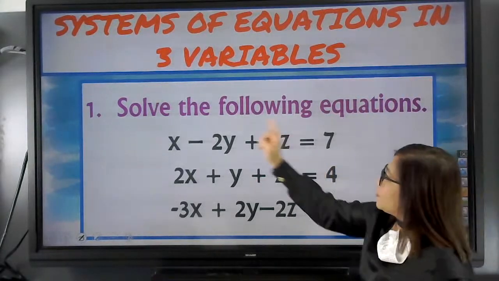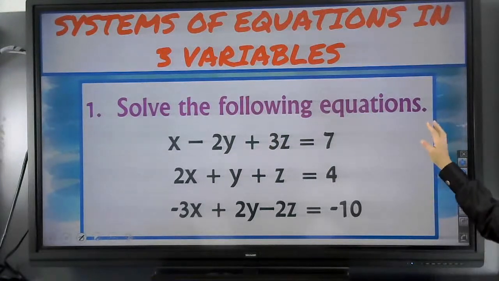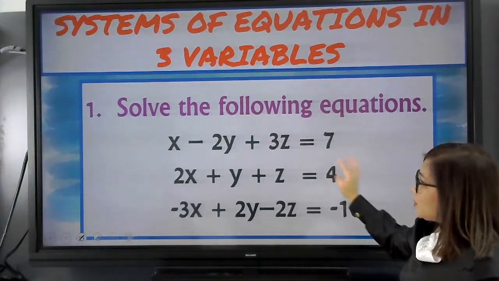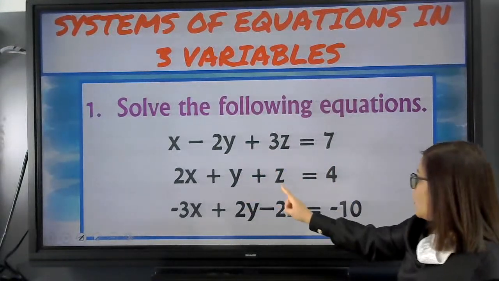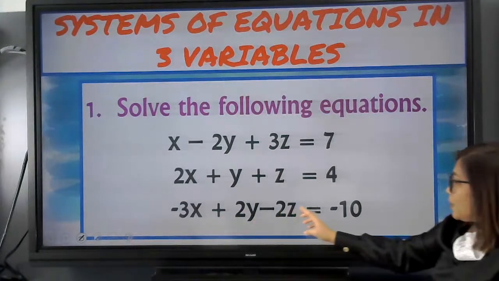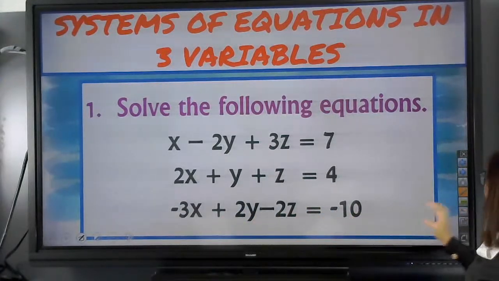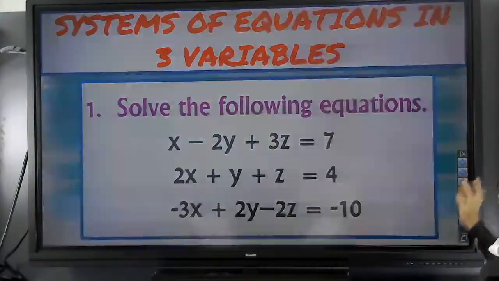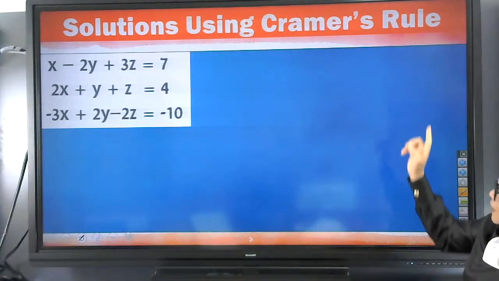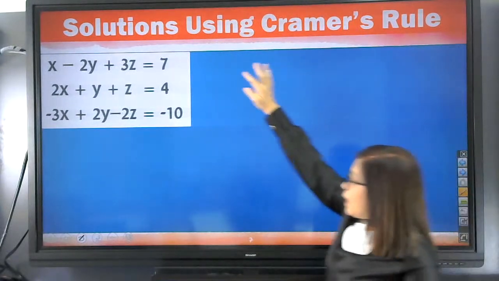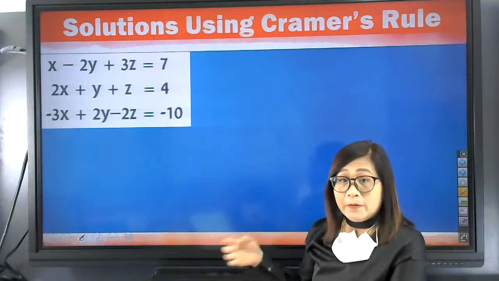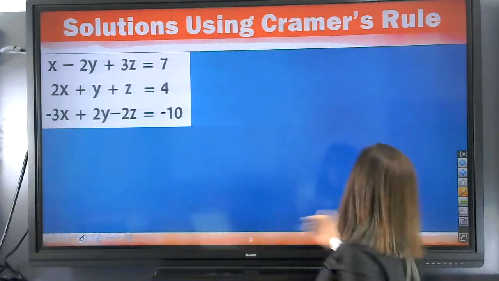For example, number 1, solve the following equations. x minus 2y plus 3z is equal to 7. 2x plus y plus z is equal to 4. Negative 3x plus 2y minus 2z equals negative 10. Okay, let's show the solutions for this. Solutions using Cramer's rule. So I have here the same equations that are found on the previous slide. So how do we do this?